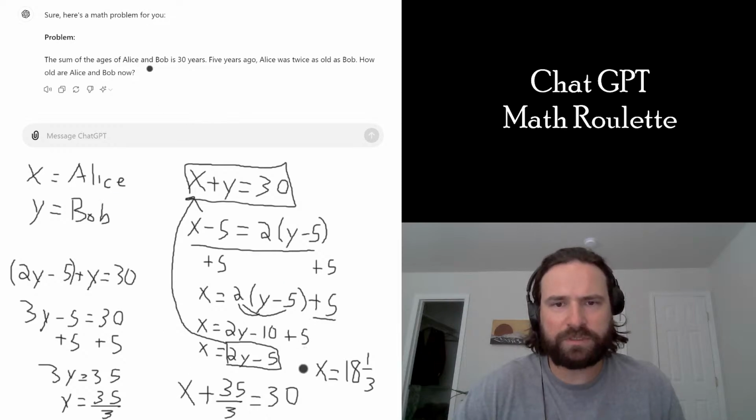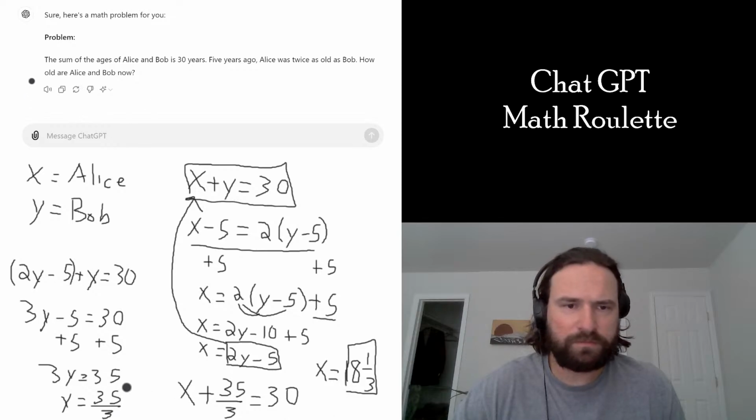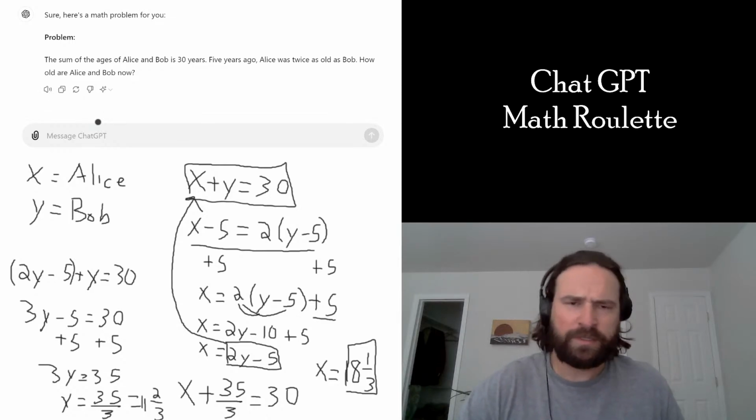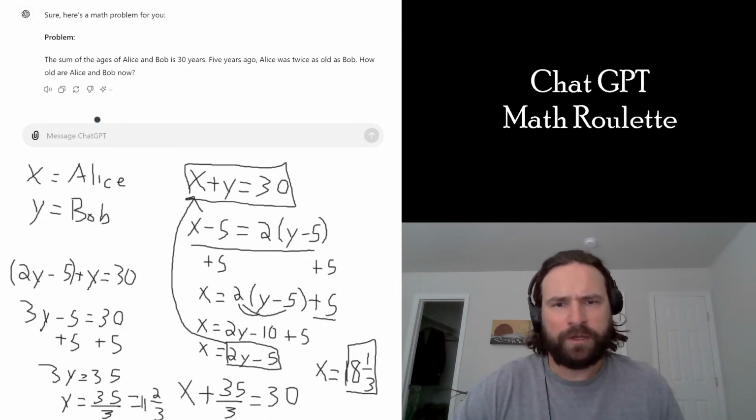So Alice is 18 and 1/3 years old, and Bob is 11 and 2/3 years old. And that's Alice and Bob. There you go. That's a math question for you. Little substitution from Algebra 1.